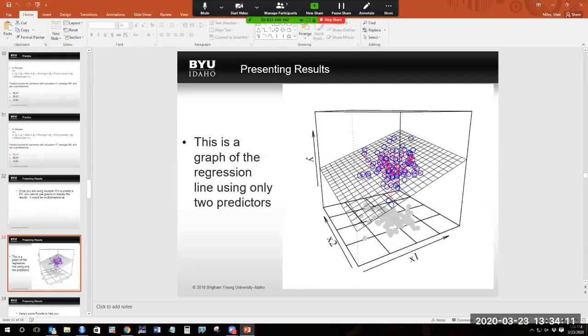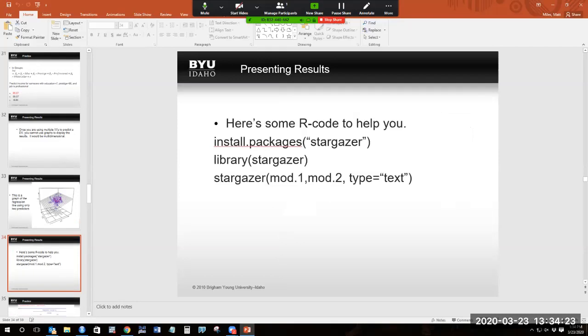This is a regression line with just 2 predictors. It's like this plane, right, that you're trying to predict on. Once you go more than that, I can't even conceptualize visually what it looks like. So what we do instead is we put it in a table. So there's this package called Stargazer. So first you have to install it.